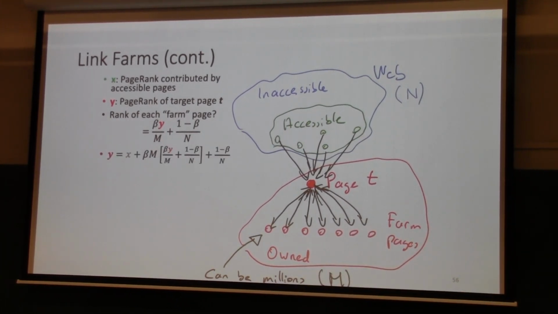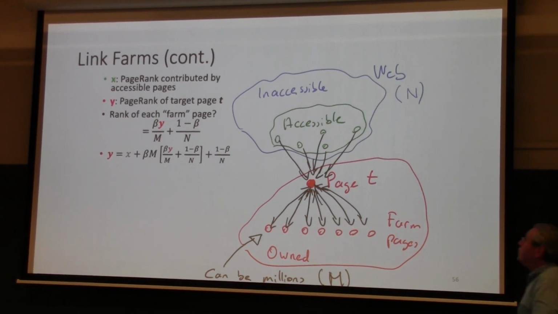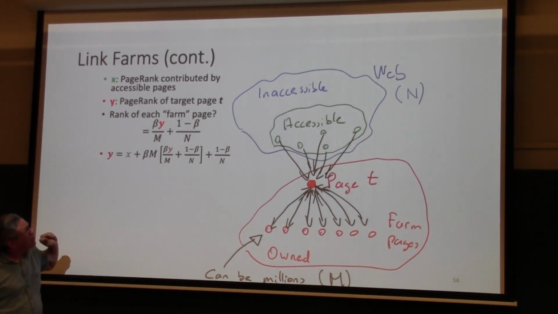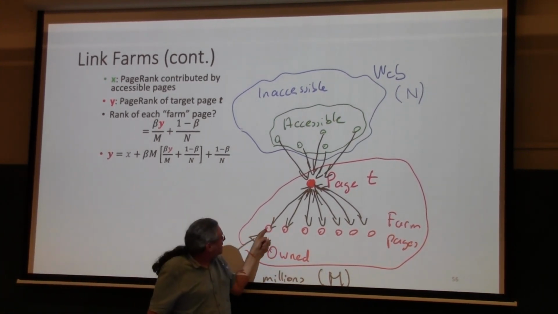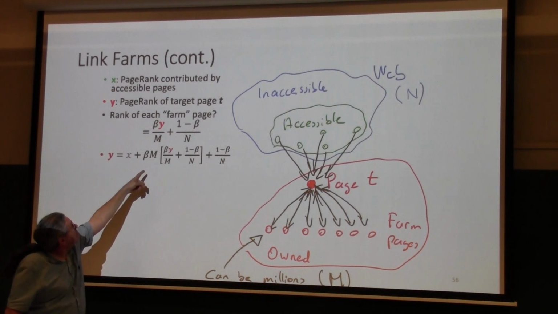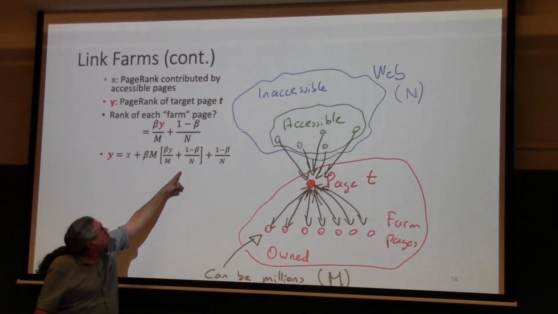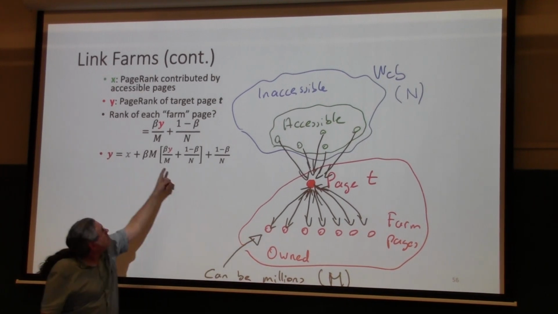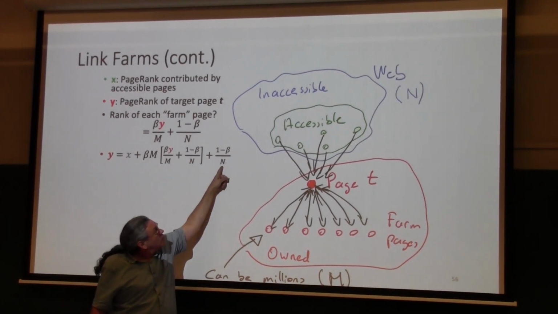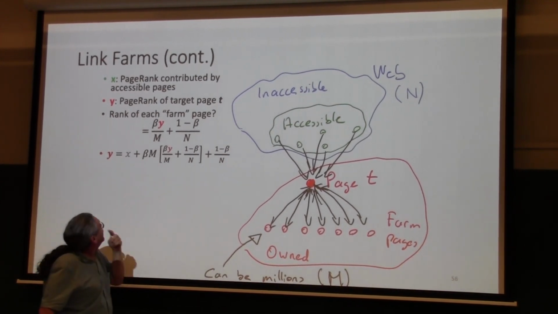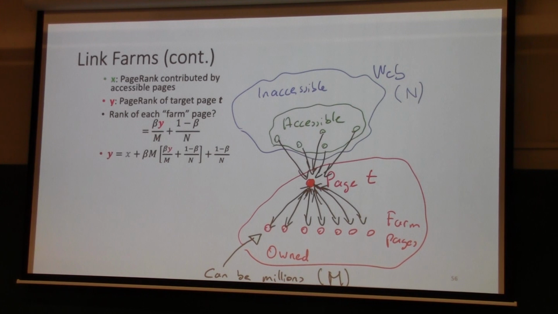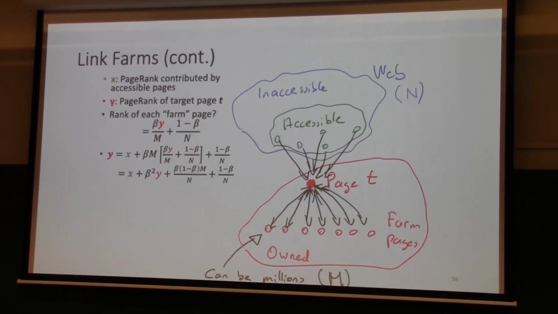Okay, let's go on. What is the rank of page T? Well, it's the page rank coming from the farm pages, which only have one outlink and they're all going to T. So it's m times beta, and this is the page rank coming from the farm pages: beta y over m plus 1 minus beta over n. You also have teleportation to page T, so this is a very small number. Okay, so here we have a nice formula. Let's simplify this and see what we can learn from it.